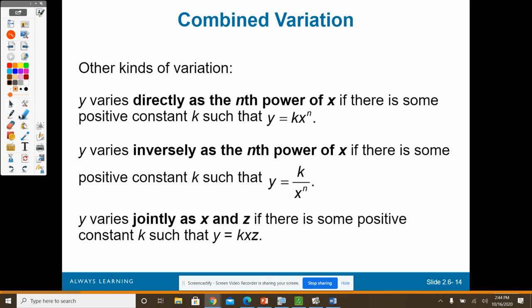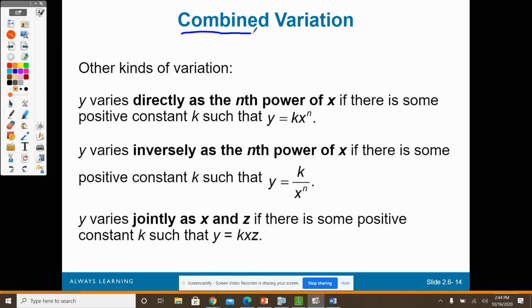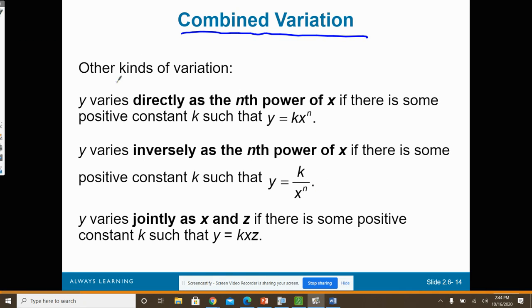Okay, there's other types of variation as well. You can combine the variation. So if it says varies directly as the square of x or the cube of x, it still says varies directly, which should mean multiply to you, but there might be an exponent there, and you might have to take the nth root of something at the end. Same thing with inversely. If it says inversely as the cube of x, you would write k over x cubed. So that's going to happen sometimes.